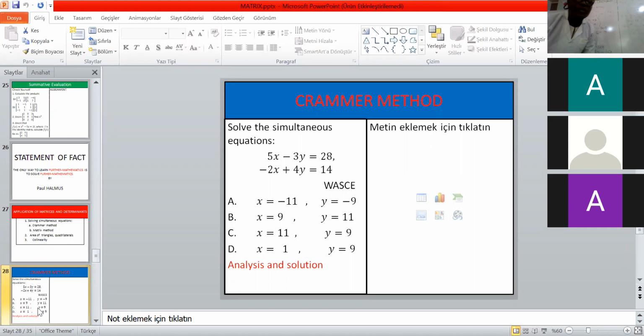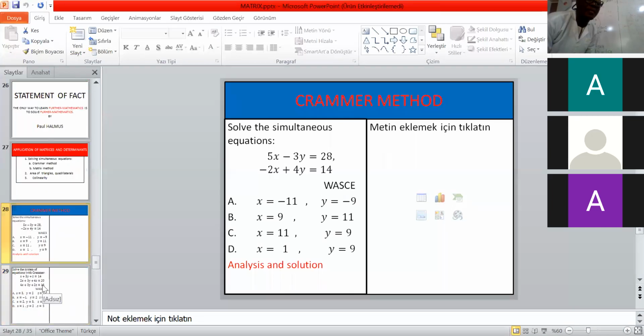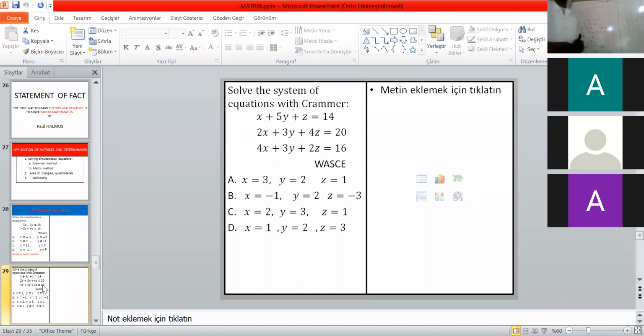Okay. So let's look at another example for a 3 by 3. Now, everybody try this. A 3 by 3 using Cramer.